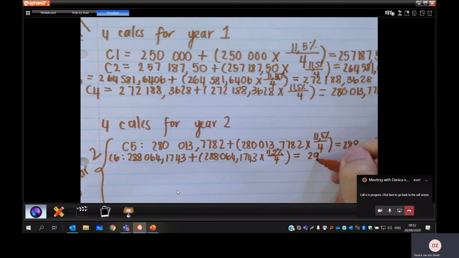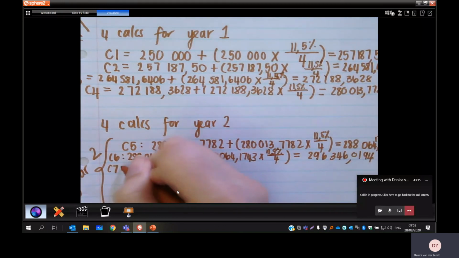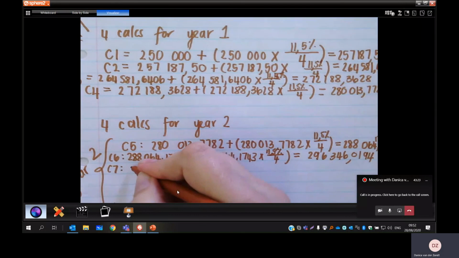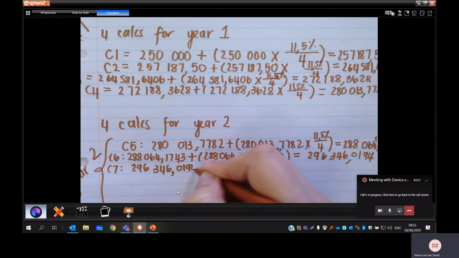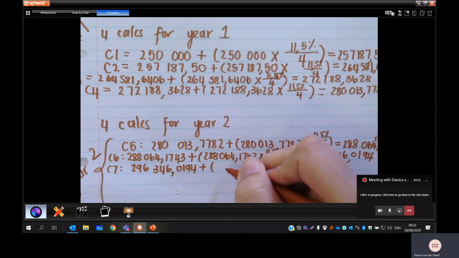Giving me 296,346. Can you see why we start using computers for these things? Okay. But the computer is only as good as what we understand the capability and what is actually happening. So this is 2 more to go. And I'm also actually cheating when I do the calculation on my calculator. I'm not typing the whole thing in.